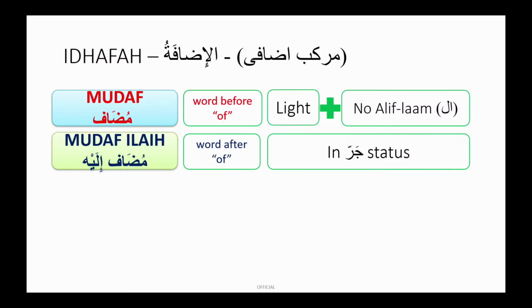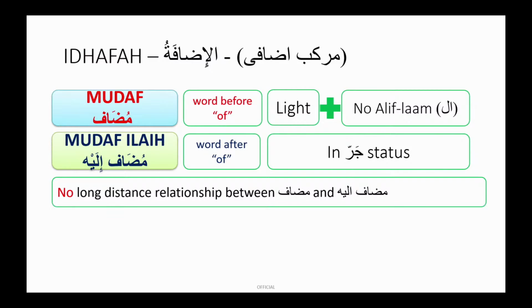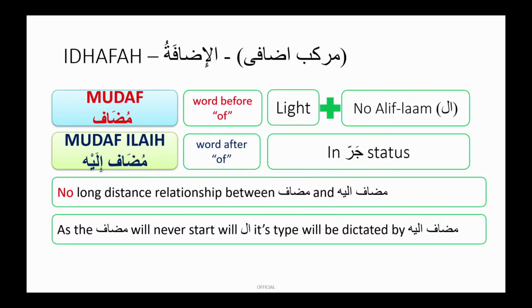So when you find a word which does not have Al at the beginning, it is light, and the immediate next word also is in jar status, it is 100% a Mudaf and Mudaf ilayh. So there is no long distance relationship between both, that no word would come in between them. So the word which is light without Al and the immediate next word in jar status, you would call it Mudaf ilayh, and we would see some examples. The Mudaf will never have Al at the start, because that is one of the first rules we have studied here, that it has to be light and it cannot have Al at the beginning as well.